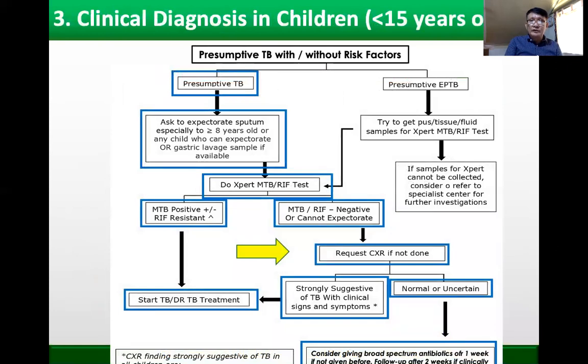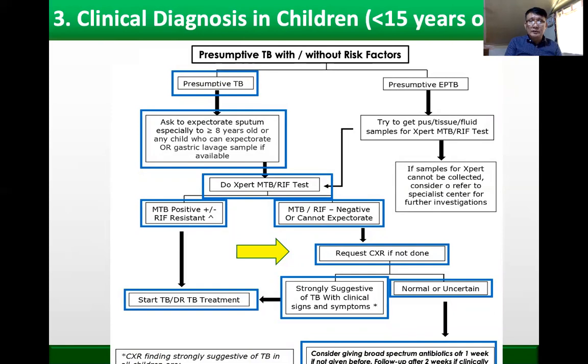Now let's go to this algorithm. Please bear with me because we will be tackling this algorithm step by step. The first algorithm is the clinical diagnosis in children less than 15 years old. We begin with presumptive TB, with or without risk factors. So here comes our presumptive TB in children less than 15 years old.